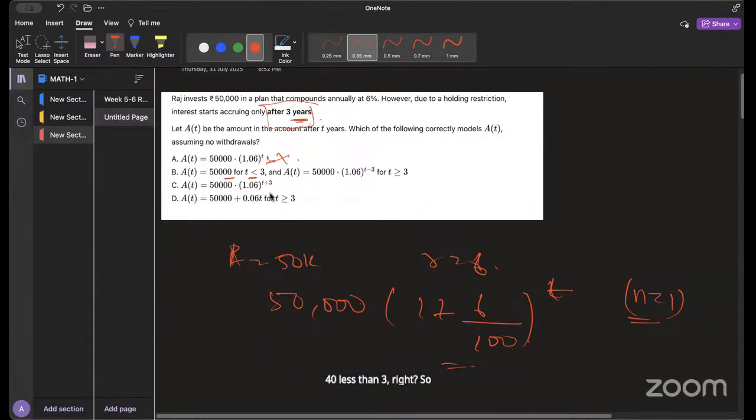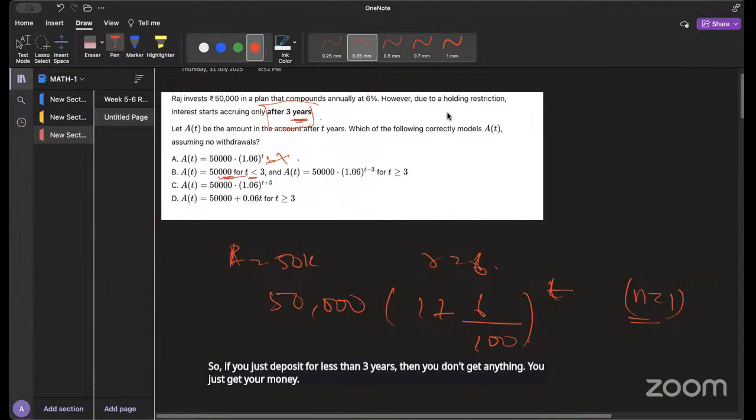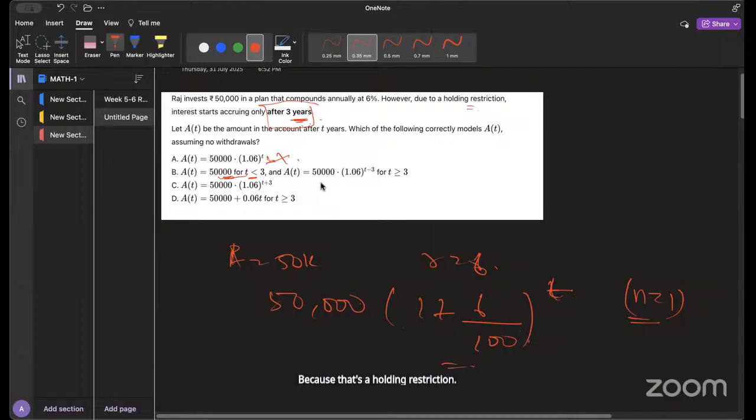If you take t to be less than 3, so if you just deposit it for less than 3 years, then you don't get anything. You just get your money because that's a holding restriction. And then after that, if you take t to be greater than 3, so after 3 years, as this one suggests, this becomes it. But what you need to change here is because it's after.